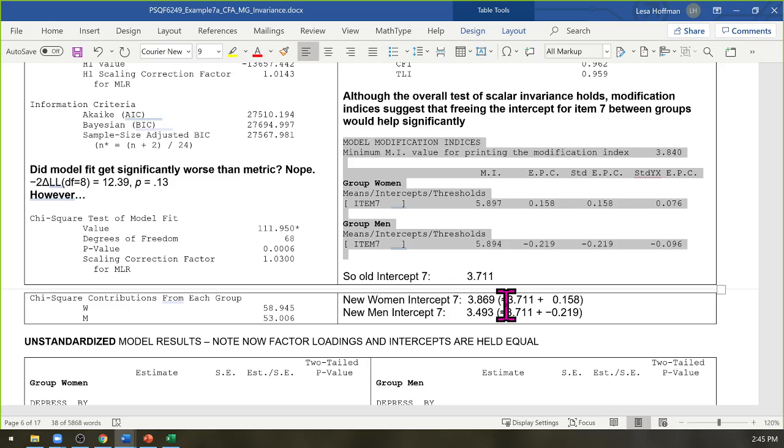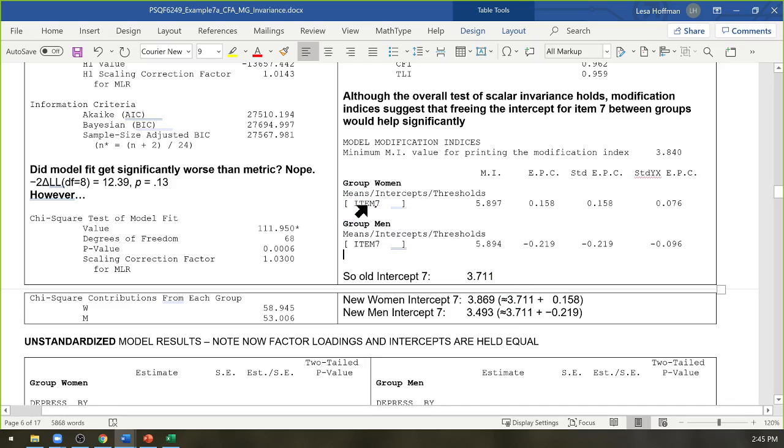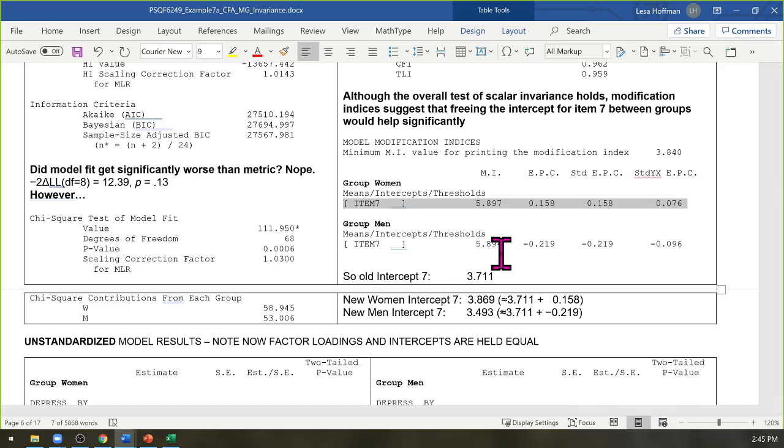So I'm going to use this to diagnose which potential parameters don't want to be constrained between groups. And in this result, it's telling me that the intercept for item 7 in particular, if I were to free that between groups, my chi-square would go up by about 6, which is half of the change in chi-square relative to the previous model. So of the 8 constraints that we placed, this one is responsible for half of the misfit.